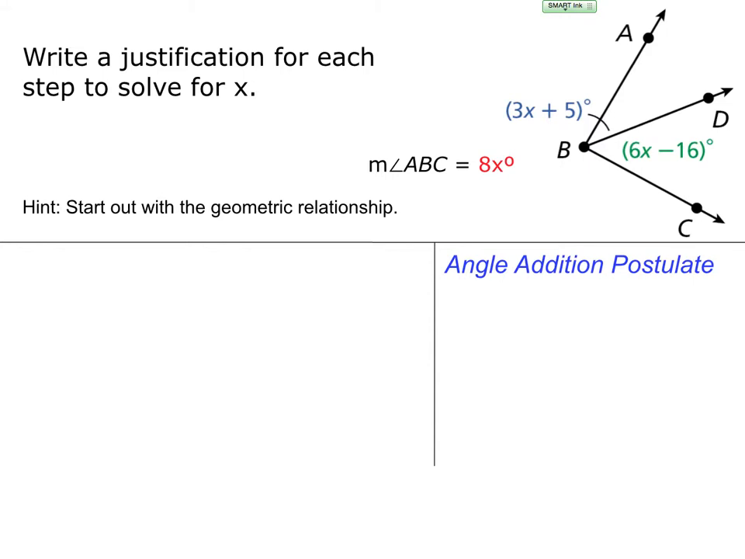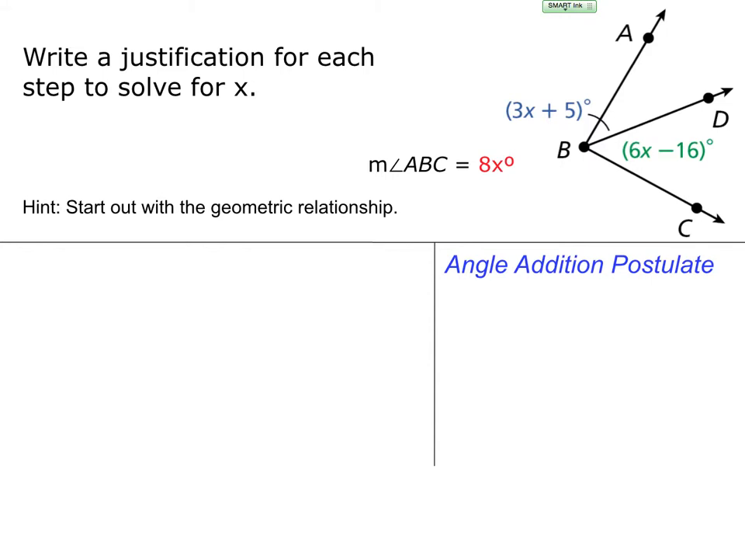It could be that it's the definition of a midpoint. Could be that it's the definition of an angle bisector. I just did a couple where we did the angle addition postulate. We're kind of running out of time, so let's at least get a start on this one. What would the angle addition postulate statement look like?